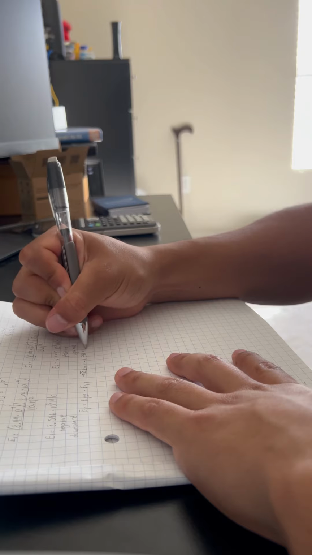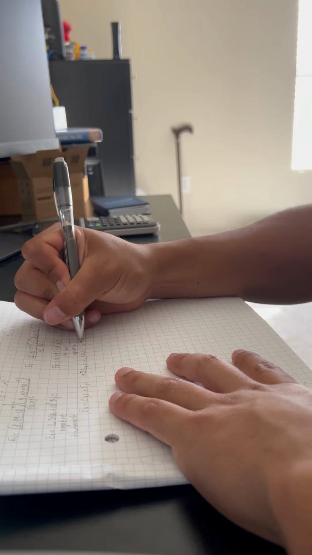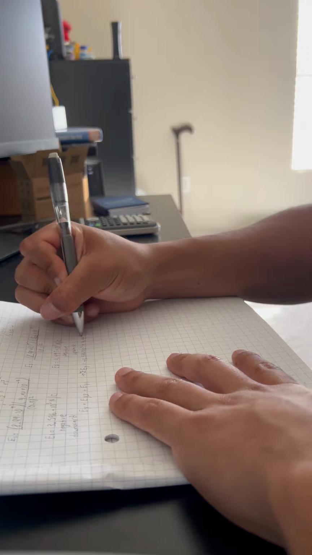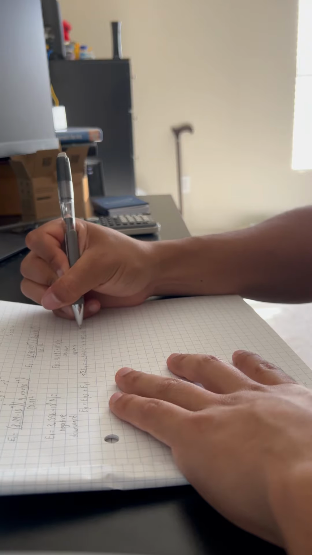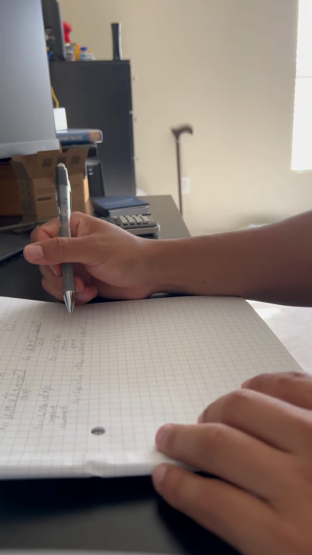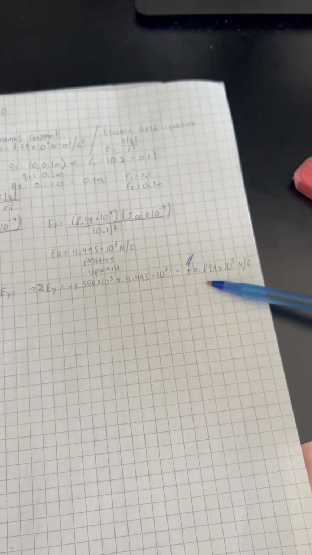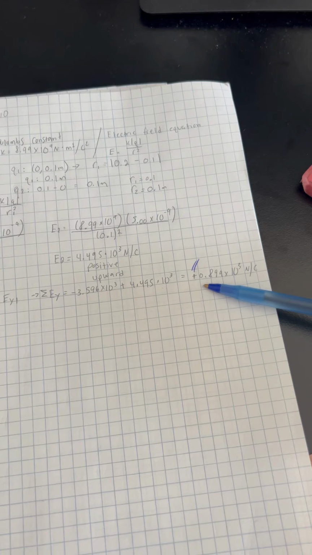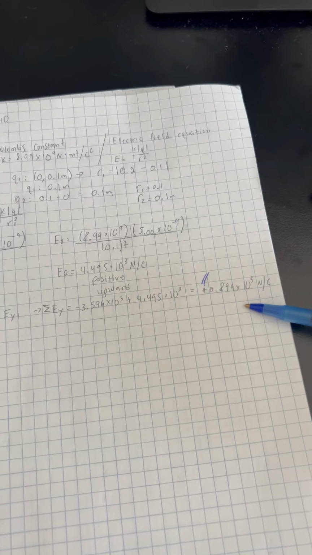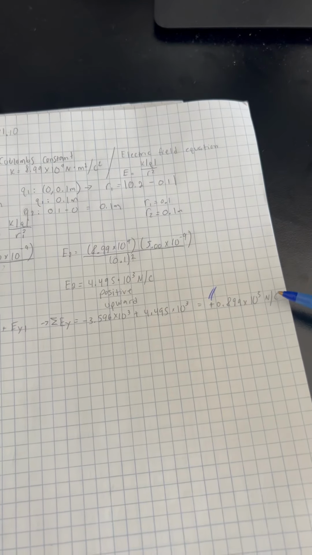-3.596 times 10 to the third plus 4.495 times 10 to the third. And I'll come back with that final answer. And this is my work, and my final answer here is a positive 0.899 times 10 to the third newtons over Coulombs.